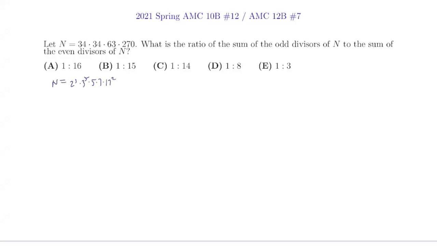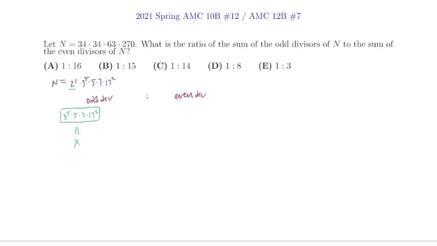We notice that we want to break this down into odd divisors, the sum of them, to the sum of the even divisors. To start this off, we realize that for the odd divisors, they cannot contain any power of 2. So that leaves us with 3 to the 5th times 5 times 7 times 17 squared. So the sum of the odd divisors is just going to be basically the sum of the divisors of this number here. Let's call that a number x.